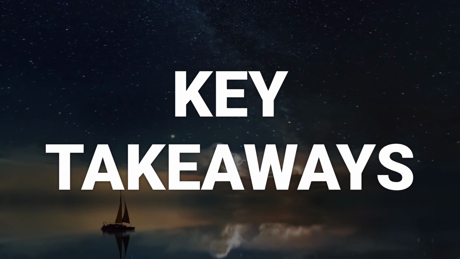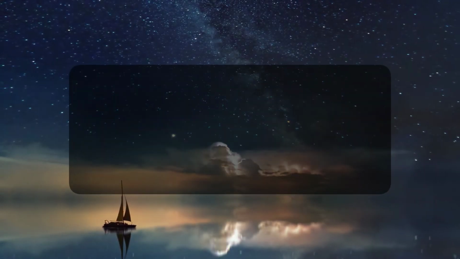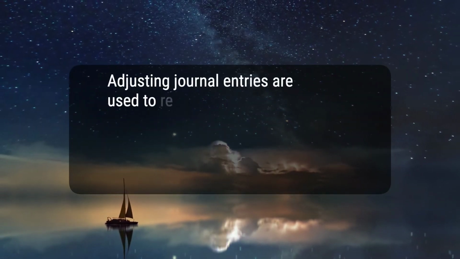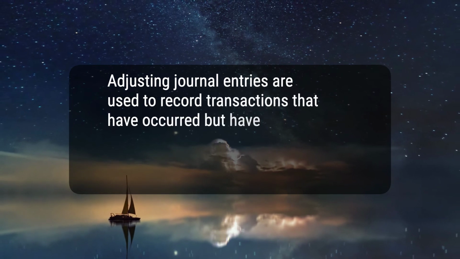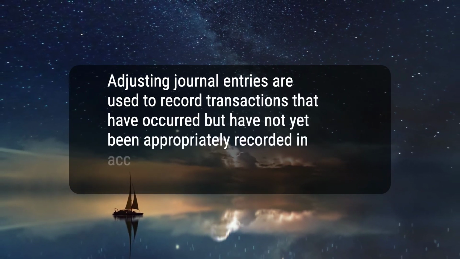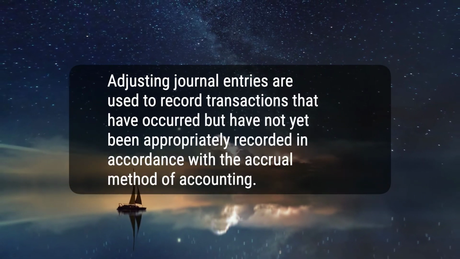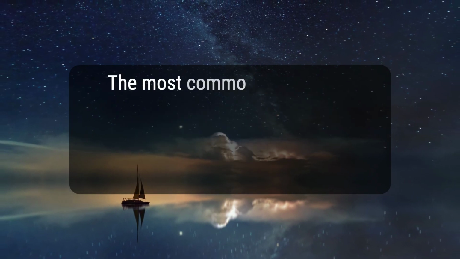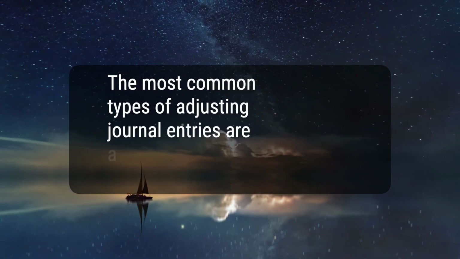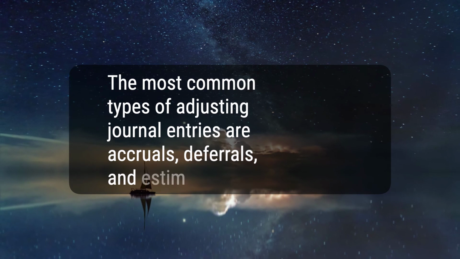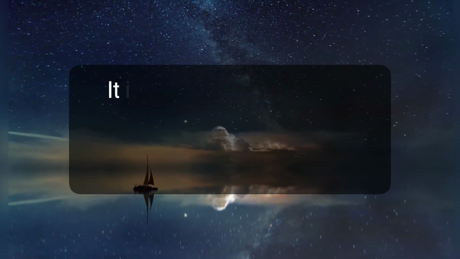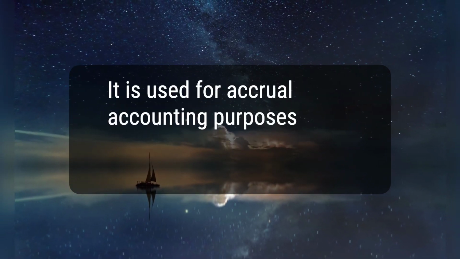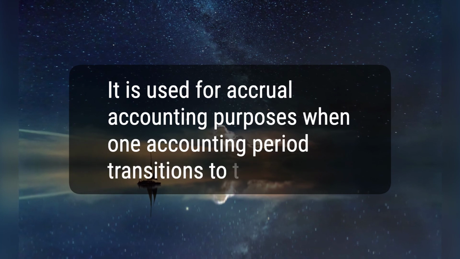Here are 3 key takeaways. 1. Adjusting journal entries are used to record transactions that have occurred but have not yet been appropriately recorded in accordance with the accrual method of accounting. 2. The most common types of adjusting journal entries are accruals, deferrals, and estimates. 3. It is used for accrual accounting purposes when one accounting period transitions to the next.